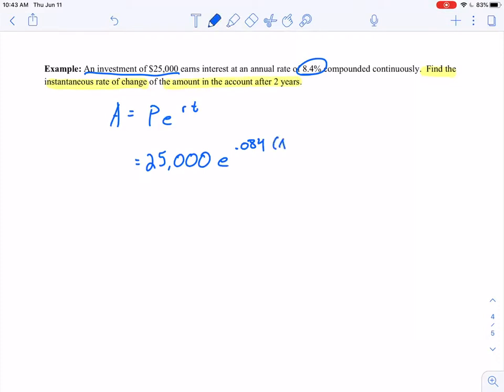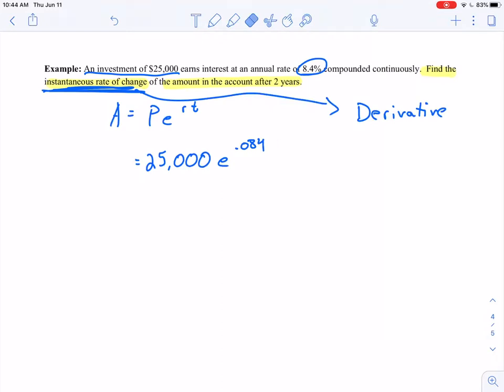So if I were to just plug in 2 right now, that would tell me exactly how much is in the account right now. That would tell me the current amount in the account. But I don't want that. I want the instantaneous rate of change. I want these words right here, instantaneous rate of change. That should be like an alarm that goes off in your head. Instantaneous rate of change, that's code word for derivative. So I can't plug 2 in right now because then I would get a constant, and I know that the derivative of a constant is 0.